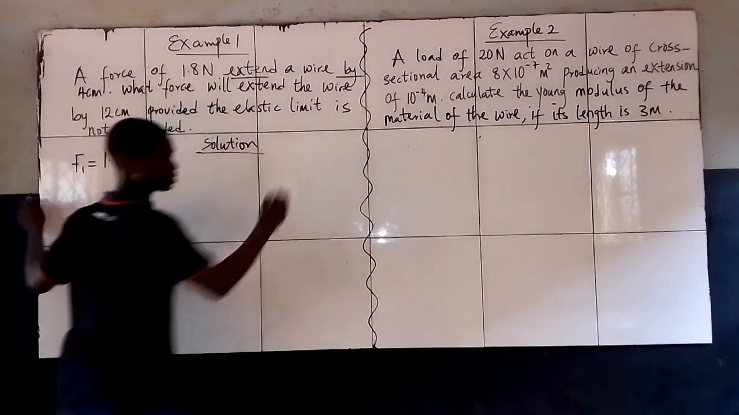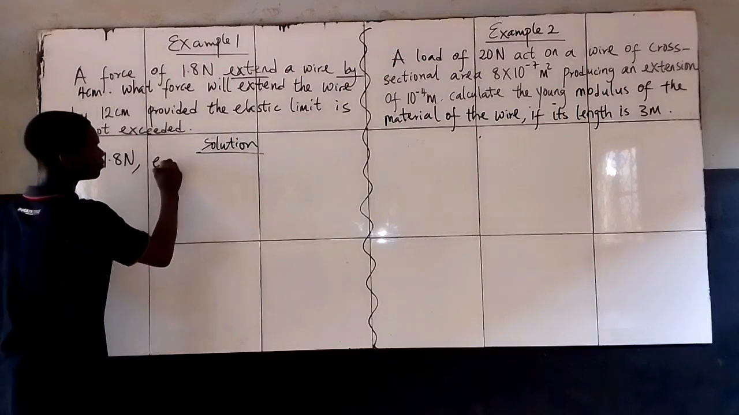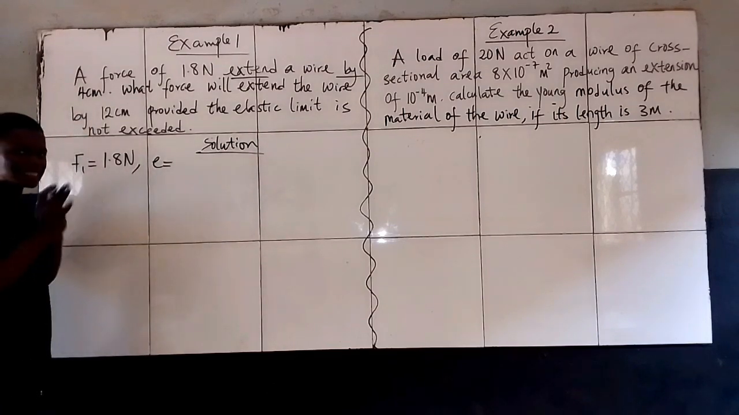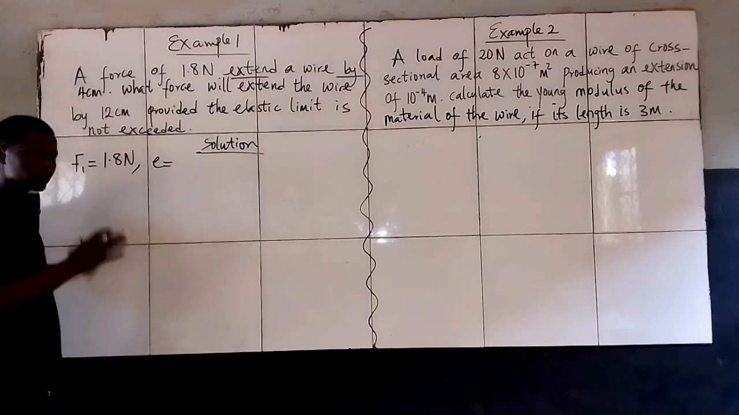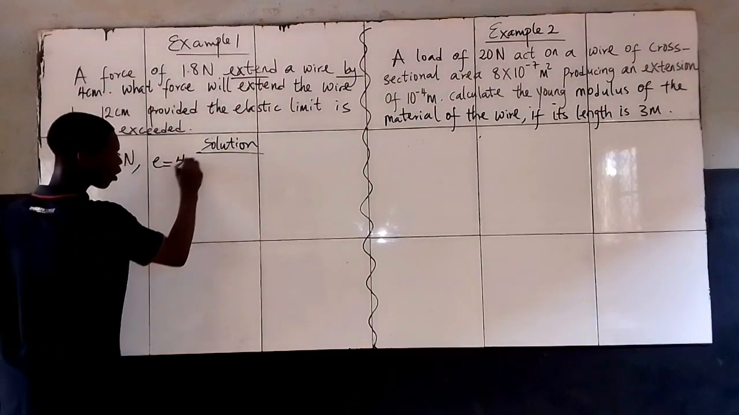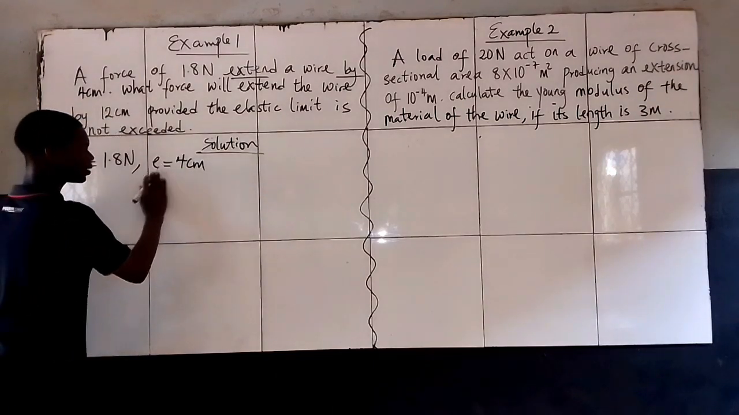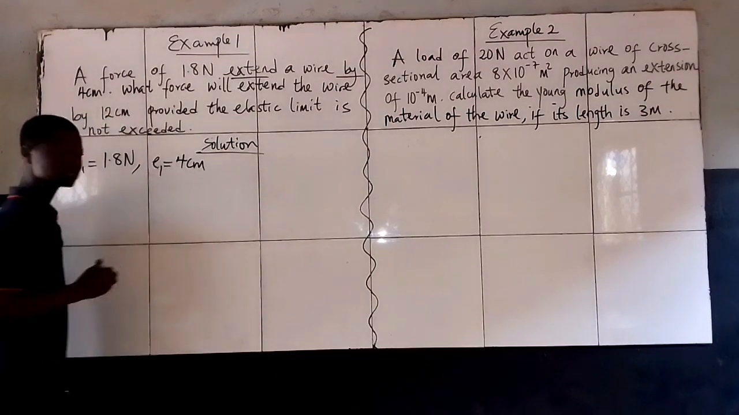They said extend a wire by. That should be for what? From what I wrote there, it was E, is it not? Whenever you get extend by, compress by, stretch by, it should be for the extension, which is E. By 4 cm. So this is E1. I hope we are clear on this. This is E1.